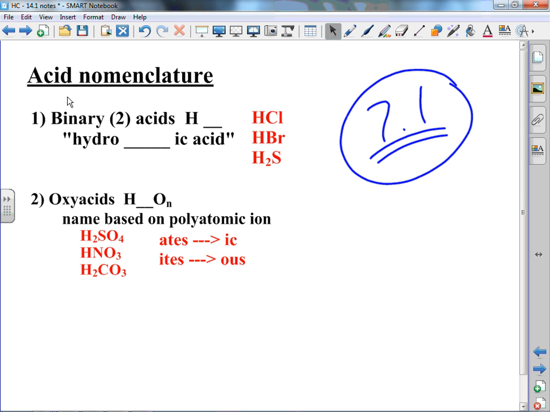But the acid nomenclature, we have a binary acid. It's hydrogen and blank. So in those cases, those would all be hydro blank ic acid. Then we have oxyacids: hydrogen, something else, and then oxygen. And if you notice there's just a subscript on O. The number of oxygens can change. So that name is based upon that polyatomic ion, meaning that SO4 is sulfate, so sulfate in an acid becomes sulfuric, and so on. Again, there's a lot more detail in Chapter 7, Section 1 to look at.